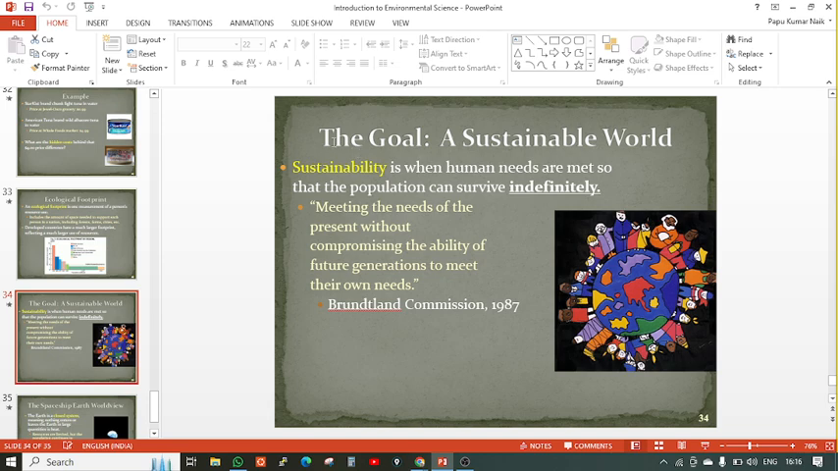And lastly, we discussed sustainable development. The goal is development without compromising the needs of the present population as well as the future population, without hampering the environment, or with minimum degradation of the environment. So this is called sustainable development. Sustainability is when human needs are met and the population can survive, that means in a controlled way. This sustainable development idea was given by the Brundtland Commission.